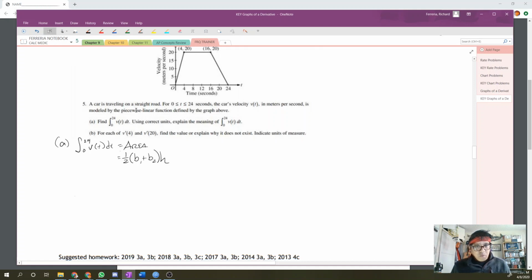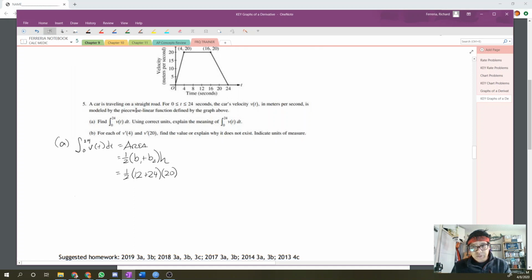So, what is the area of this graph? Well, I'm looking at it and it is a trapezoid. So it's 1/2 base 1 plus base 2 multiplied by height. If you'd like to turn this into two triangles and a rectangle, be my guest. It's not going to hurt anyone. But the most efficient way here is to look at this as a trapezoid. So let's fill in base 1, base 2, and the height.